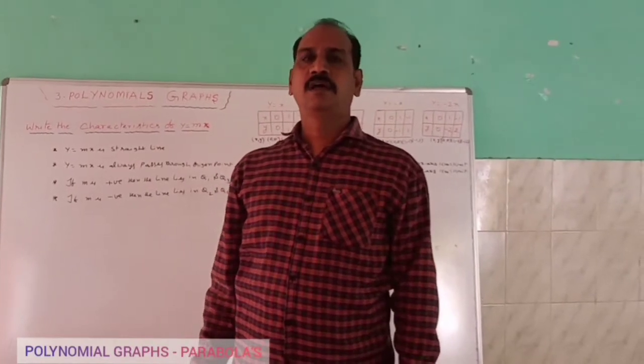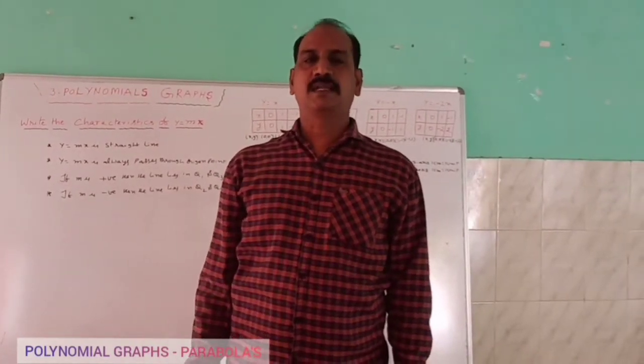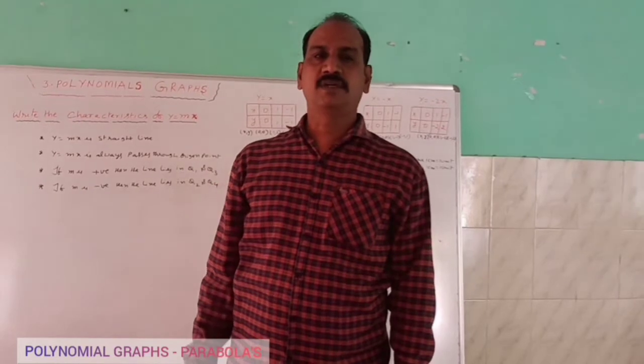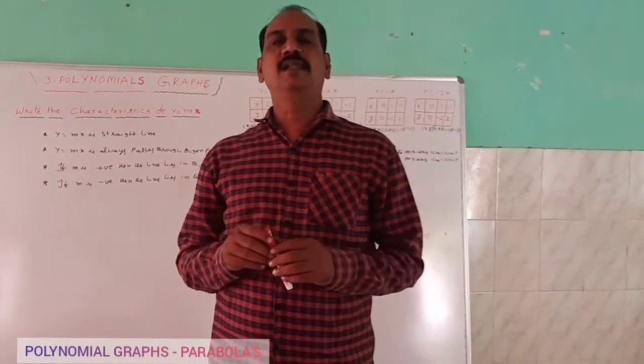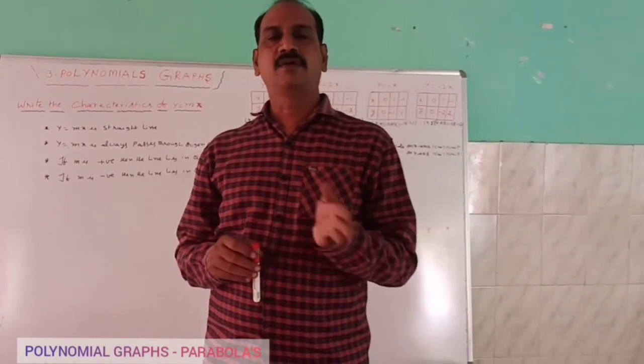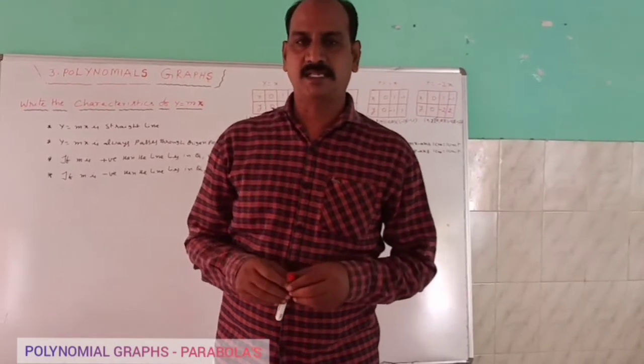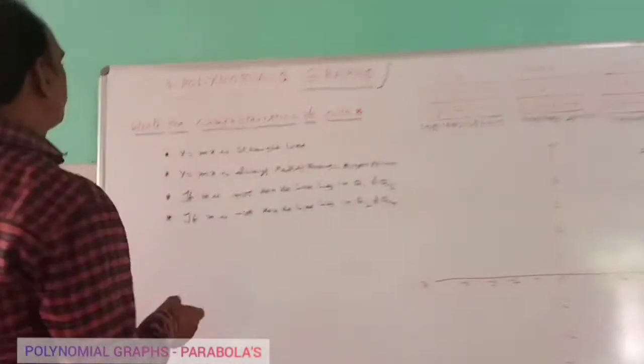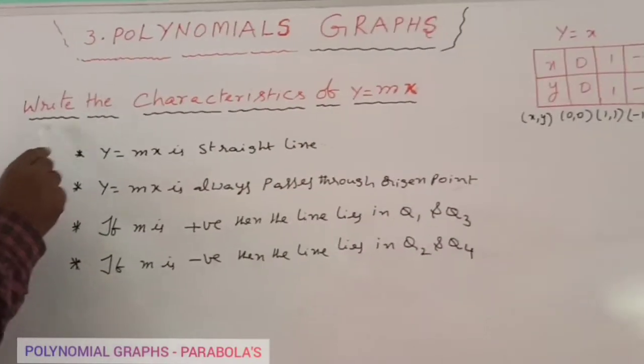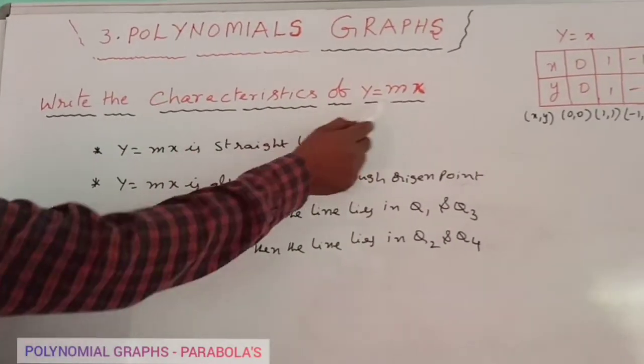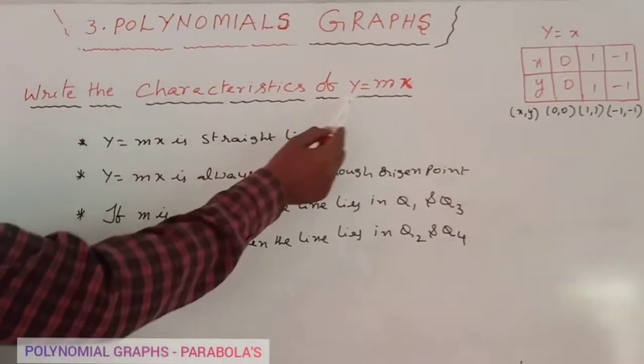Now, polynomial graphs. How to draw the graphs? First one, introduction. What is the characteristic of y equal to mx and y equal to mx plus c? So, already we know that. Write the characteristic of y equal to mx.